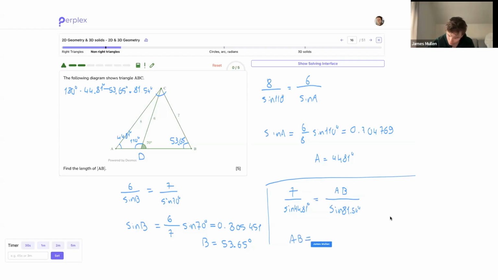is going to be equal to 7 sine 81.54 degrees over sine of 44.81 degrees. All right, I'm going to type that into my calculator just to verify. 81.54 gives me a sine of 0.989, and then I divide that by sine of that and multiply by 7, and I get 9.82.